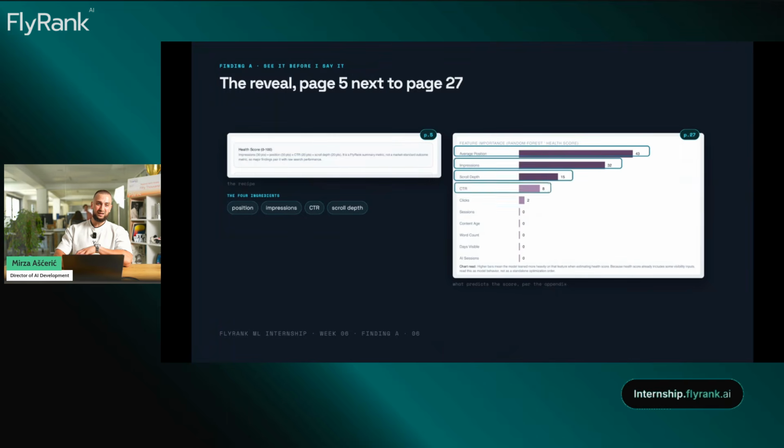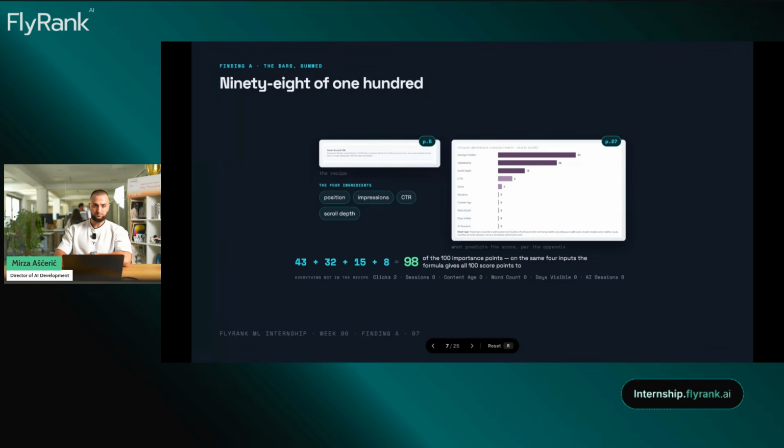Look at the 4 biggest bars. They show average position, impressions, how far people scroll, and click-through rate. These 4 things are like the special parts of a recipe. Everything else, like clicks or how old our content is, is very small or 0. If you add the numbers for these 4 things, you'll get 98. And this means these 4 things are almost all of what makes something important.